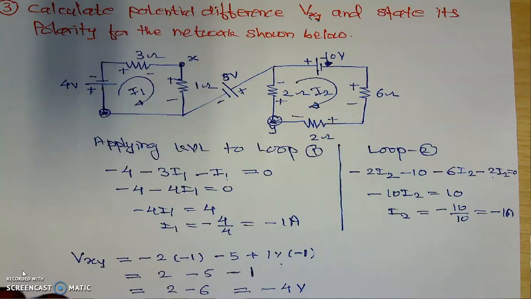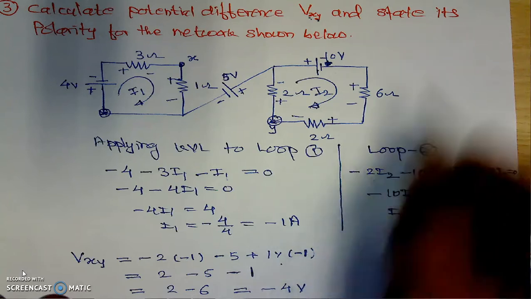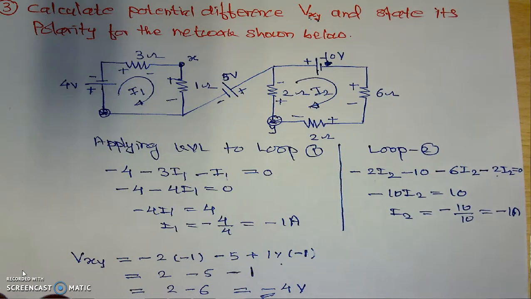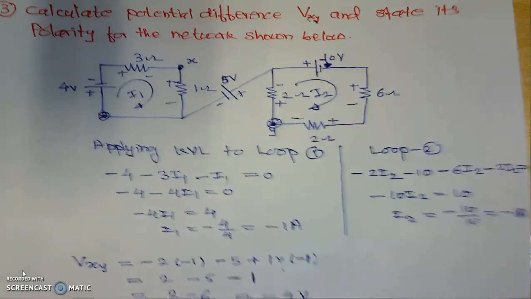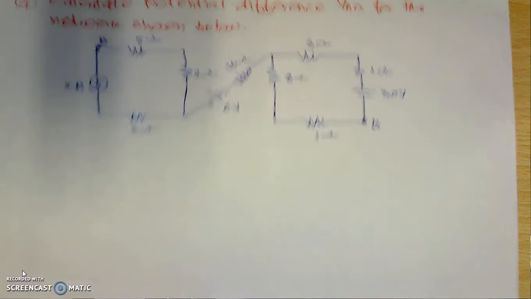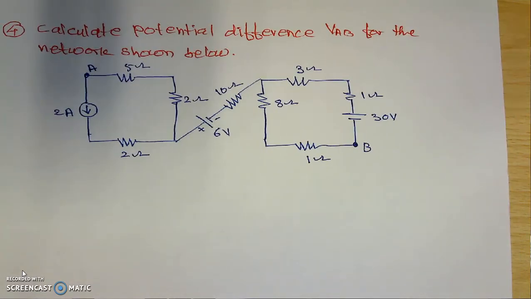Now that we have calculated this value, we can state its polarity. Its polarity is negative and the value of this potential is 4 volt. This is one of the examples, with some calculations related to this. Now I will go through another similar example.